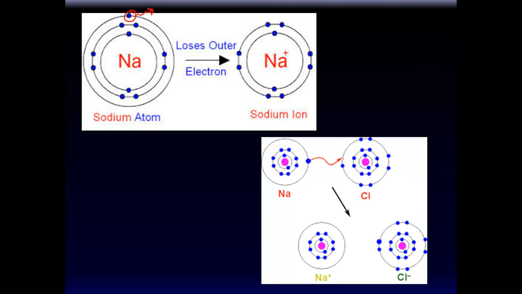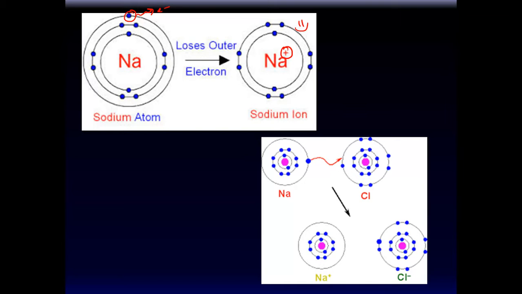So when sodium loses its electron, this electron goes away somewhere, then it's going to have its valence shell completely full. So it's going to be happy, right? It's going to be happy, except this has a positive charge. Okay? So its valence shell is fine, but now it's not electrically neutral.